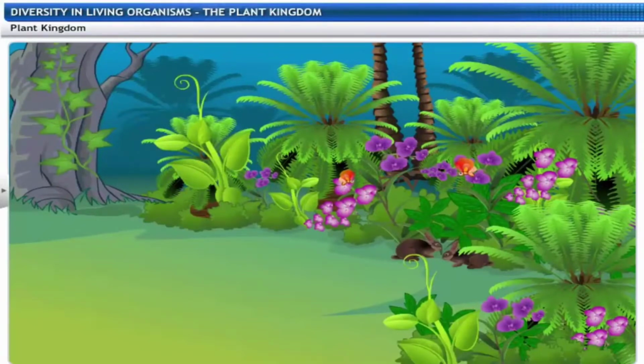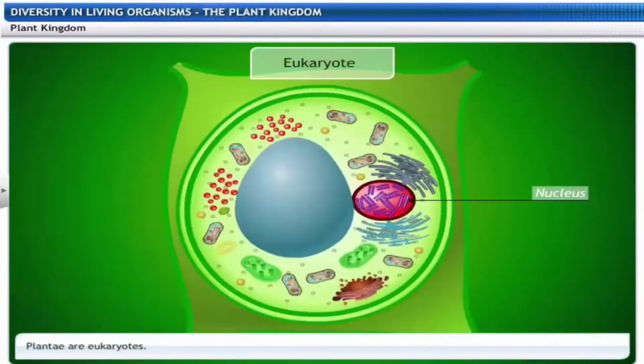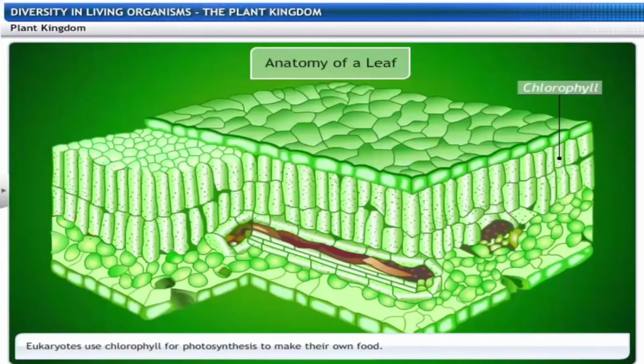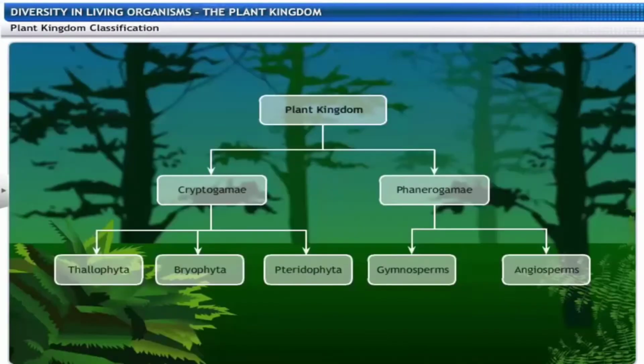Today, let us see classification among plants. All the organisms coming under Plantae are multicellular eukaryotes with cell walls. They are autotrophs and use chlorophyll for photosynthesis. The plant kingdom is classified into two subkingdoms, and these two subkingdoms are further classified into different classes. This classification is done based on certain characteristics.